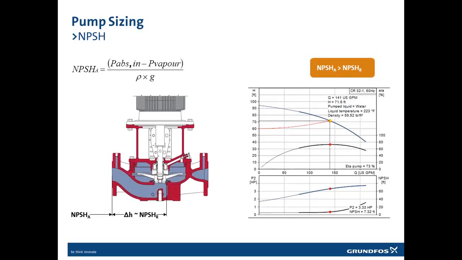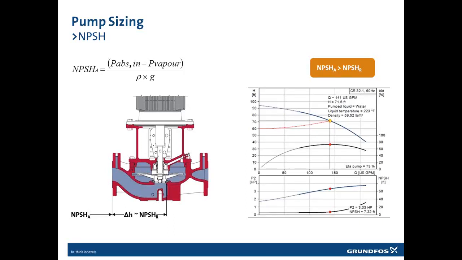So now we come back to the question that was raised before: how do we correct to the fact that we are pumping 210, 220, 230 degree Fahrenheit water and the water is actually boiling on the suction side of the pump?